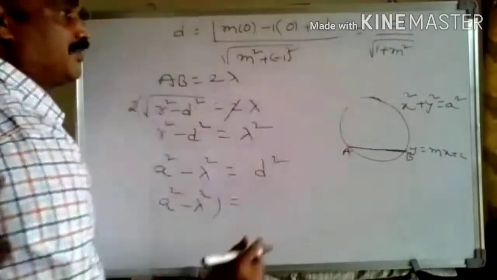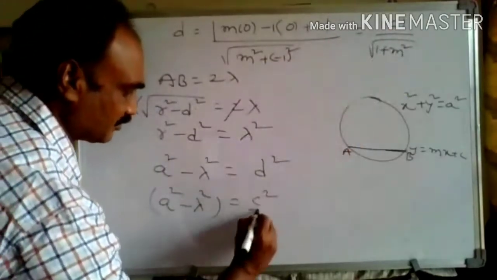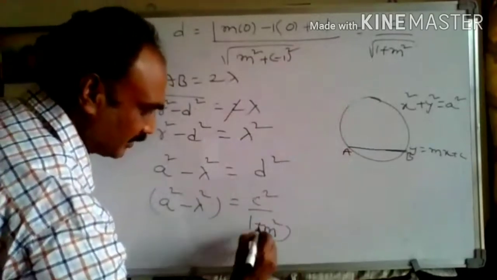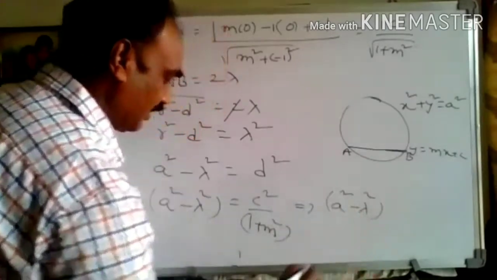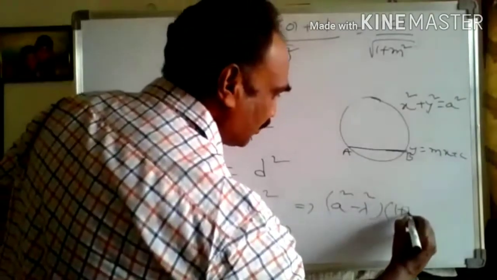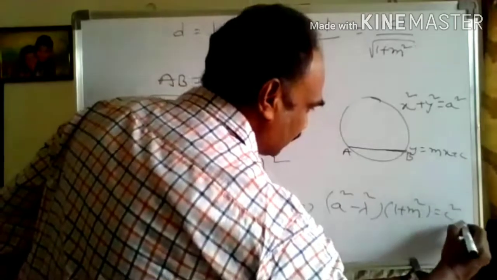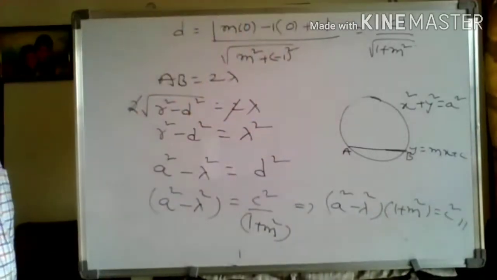D is equal to mod c by root of 1 plus m square. D square is equal to c square by 1 plus m square. Implies a square minus lambda square into 1 plus m square is equal to c square. This is the final answer.